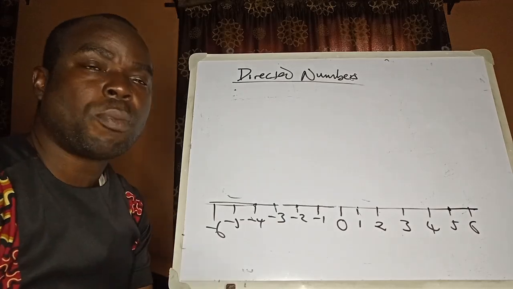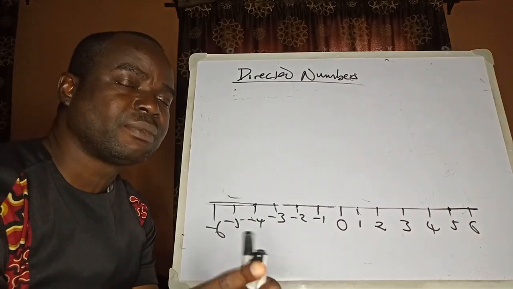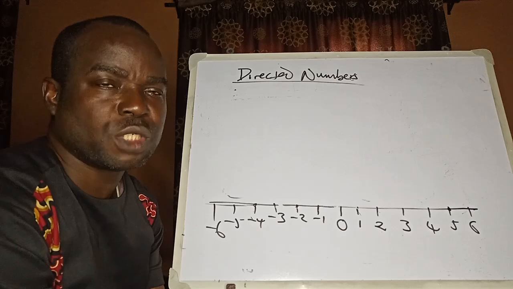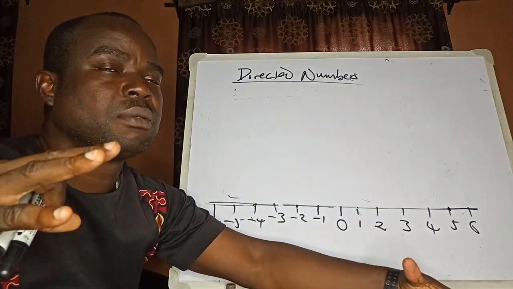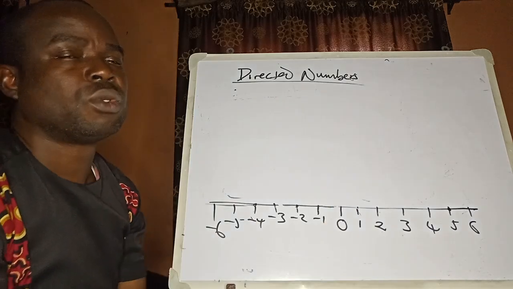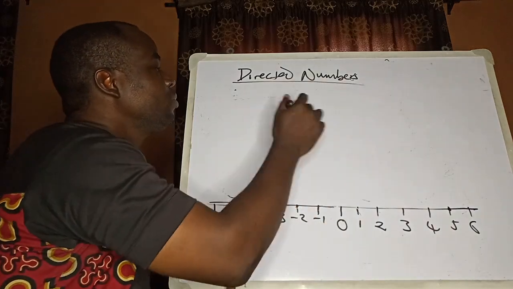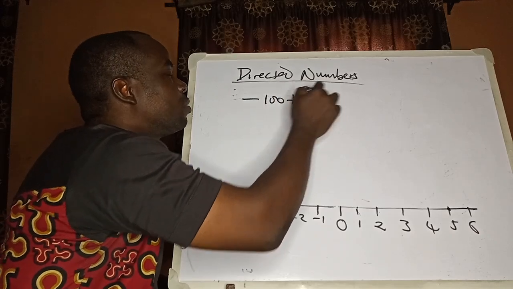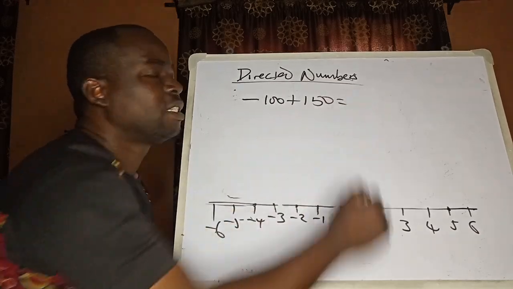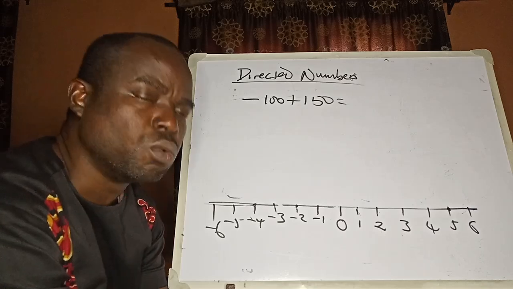But I want to bring up another one. I know you may have some questions for me. You may say, what if the numbers are so big? If numbers are so big, what do we do? Something like this: minus 100 plus 150. If I say you should do minus 100 plus 150, what do you do?